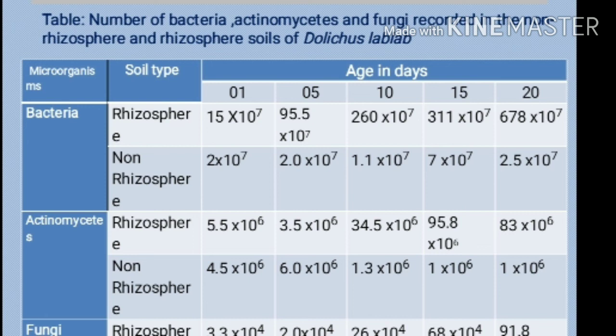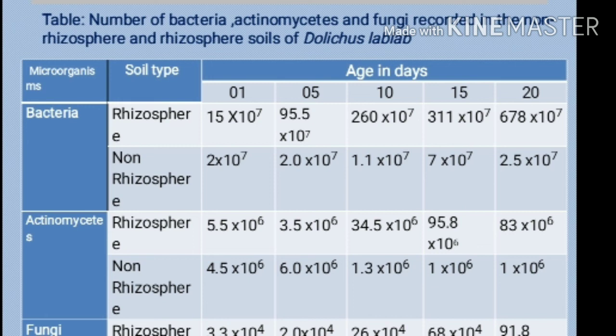You can see for 15 days and 20 days how many bacteria there are in the rhizosphere soil. Similarly, in case of actinomycetes also, on the first day the number is almost the same in rhizosphere and non-rhizosphere soil, but after plantation, at 15 days and 20 days, you can see how many folds the number of rhizosphere organisms has increased. It is around 95. The R by S ratio is 83 and 95 for 15 and 20 days.